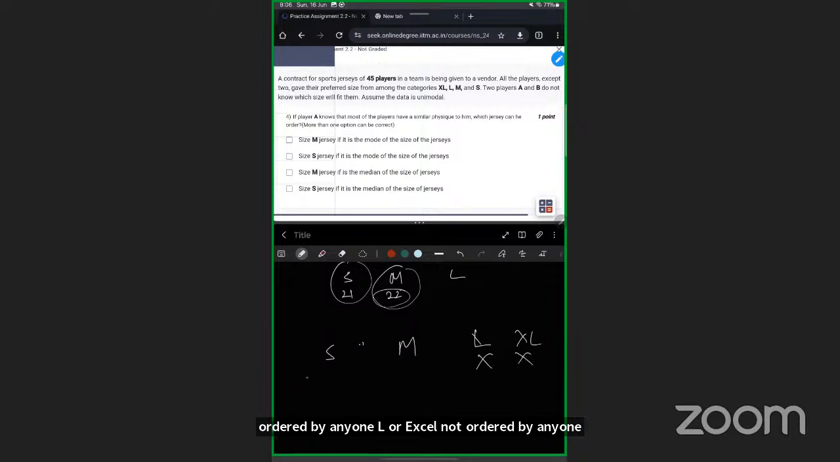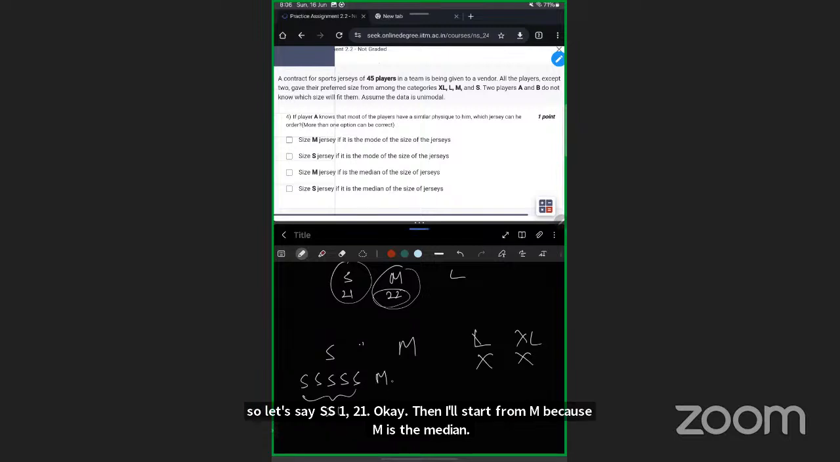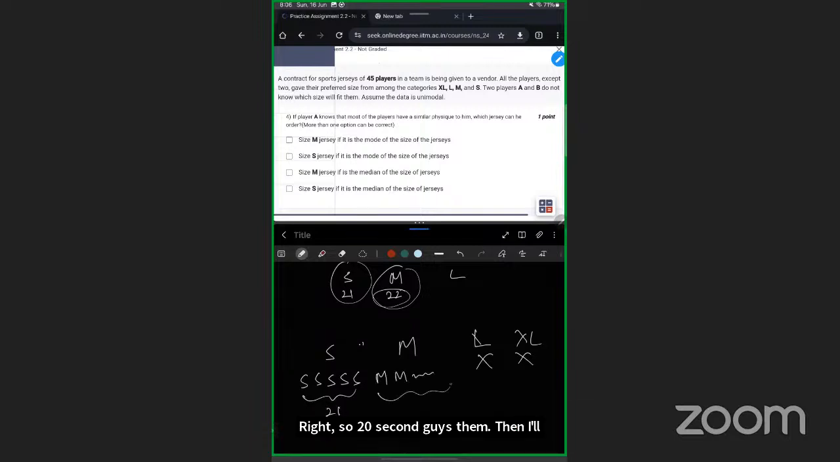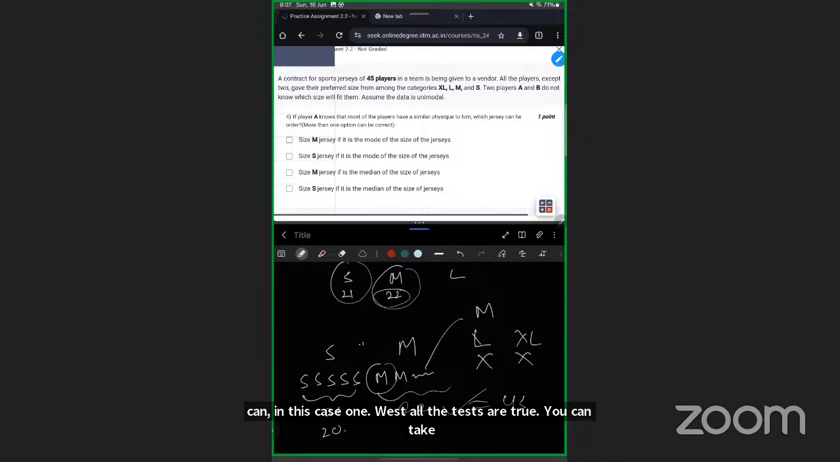So let's say S, I will write till 21. Then I'll start from M because M is the median. So the 22nd guy is M. Then I'll write M for all 22 guys. That becomes 43. So in this case only I will see if M is the median. Yes, this is true, right? I'll order M in this case only. Rest all the cases are not true. You can try it out. Let's say 10, 20.